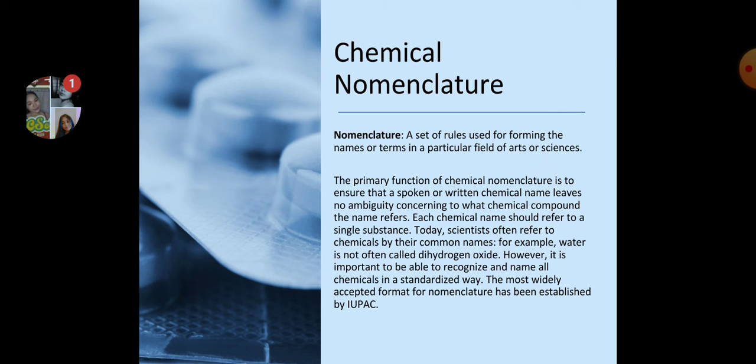Next, chemical nomenclature. It's just naming. It is a set of rules used for forming the names or terms in a particular field of art or sciences. The primary function of chemical nomenclature is to ensure that a spoken or written chemical name leaves no ambiguity concerning what chemical compound the name refers to. Basically, we are studying this so that we all have the same interpretation and reading, the same meaning of the chemical formulas. Okay? So, what are the rules?